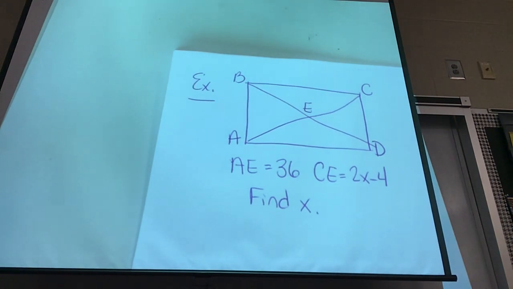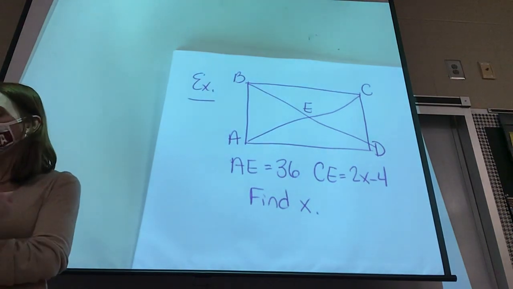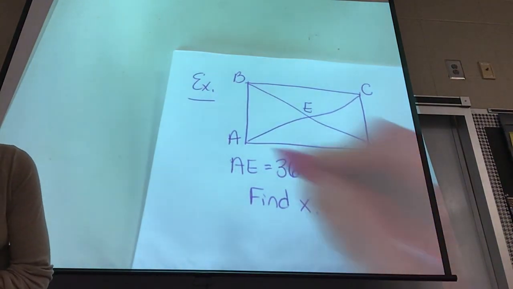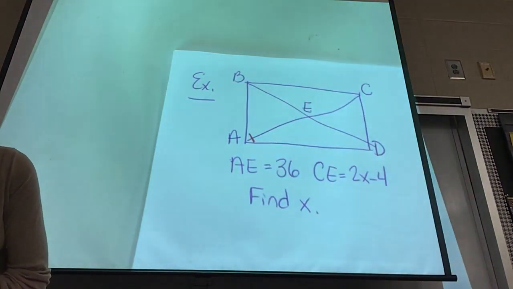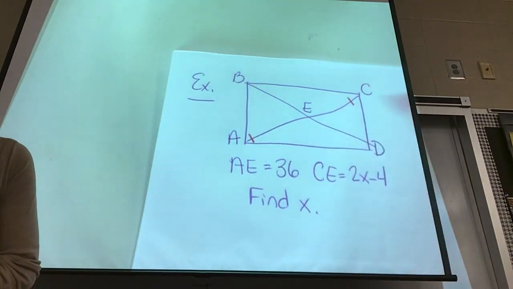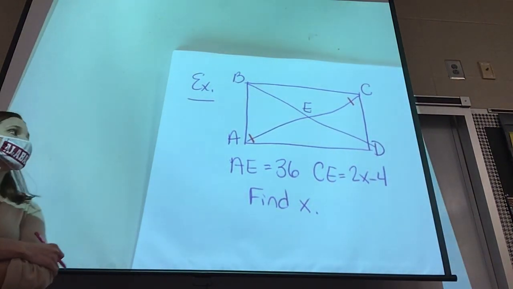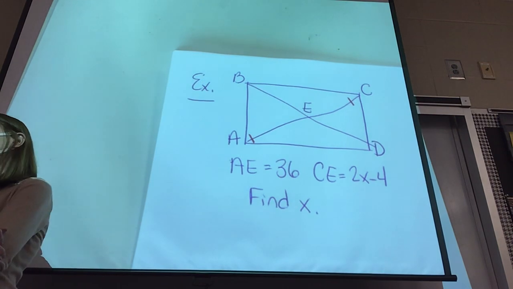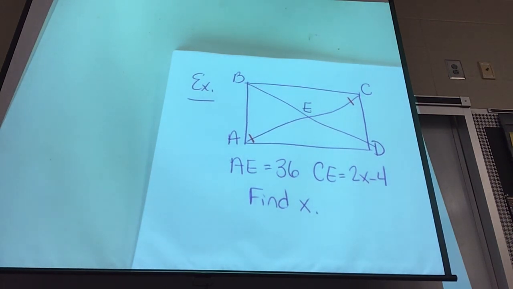Now, what do we know? Nothing. We know nothing. Well, that's great. We know how to find X. I hope we know by now that AE is equal to CE. So, as before, they have to be equal. So all you gotta do is set those two pieces equal to each other.